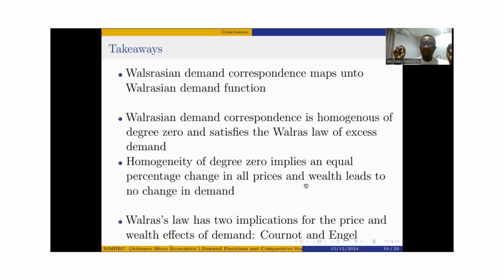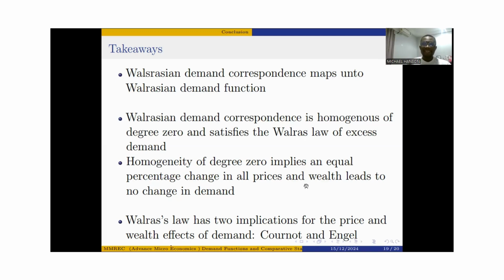Equal change in prices and wealth has no effect on your bundle. Now, note this for the last part. The Walrasian law has 2 implications for the price effect and the wealth effect, which are the Cournot aggregation and the Engel's aggregation. The Cournot aggregation suggests that all the elasticities and all the income elasticity should be equal to 0. But the Engel's aggregation suggests that all the percentages spent on different commodities should be equal to 1, so that we can exhaust all our resources.